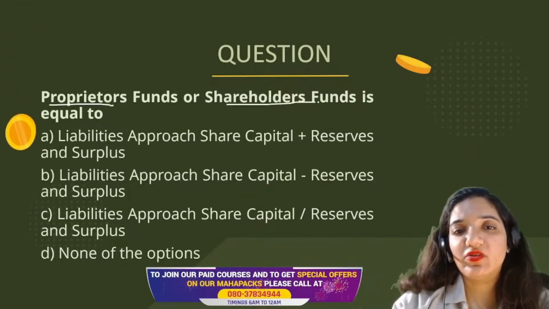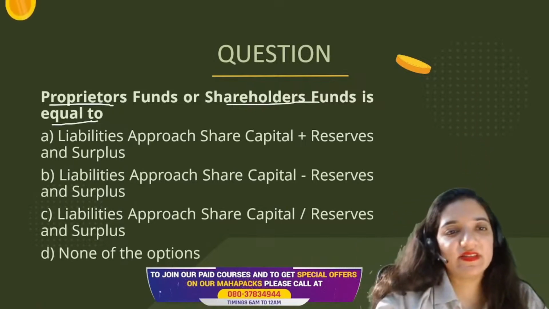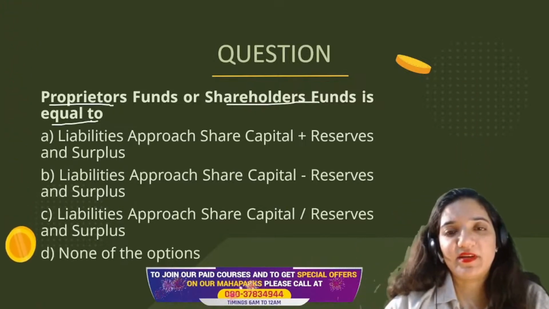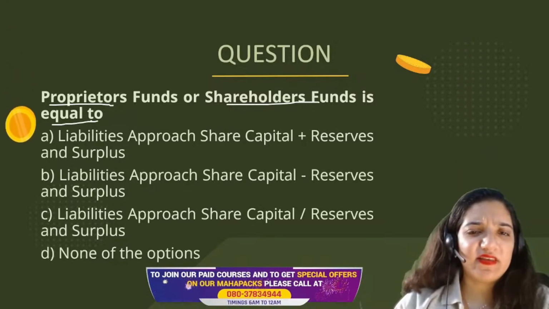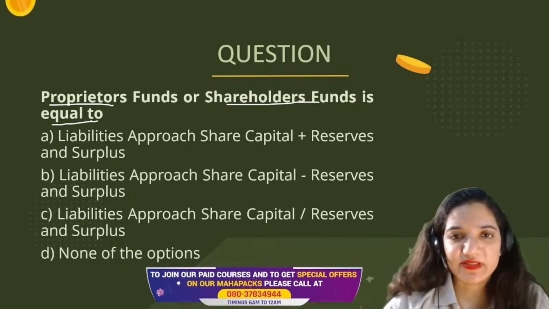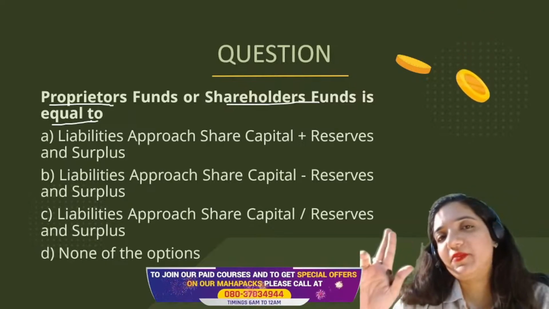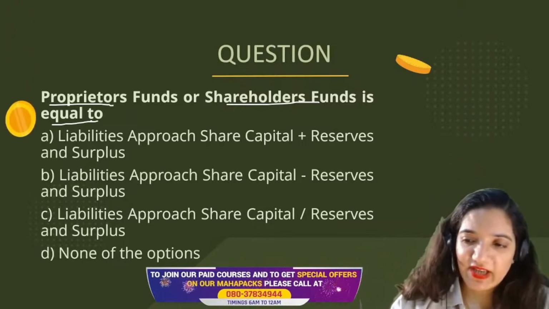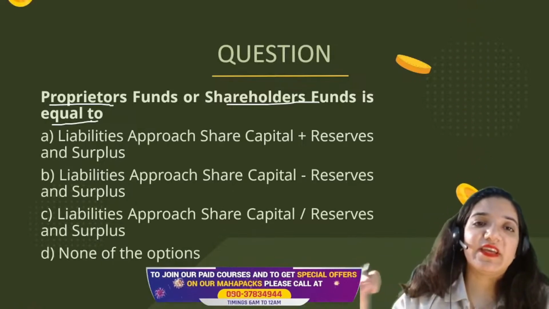Proprietors funds or shareholders funds is equal to. What do you mean by shareholder funds? Liabilities approach is share capital plus reserves and surplus. Liability approach is share capital minus reserves and surplus. Liability approach is share capital divided by surplus. Achha, share capital includes two things, that is equity and preference. It includes equity share capital and preference share capital. Reserves and surplus includes all the specific and general reserves.